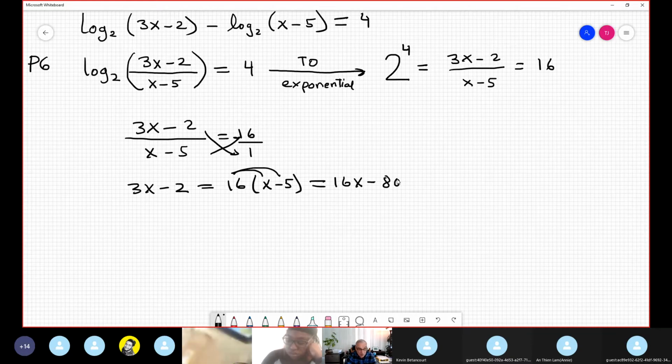Okay, so far my equation is 3x minus 2 equals 16x minus 80. Let me try to do my best.